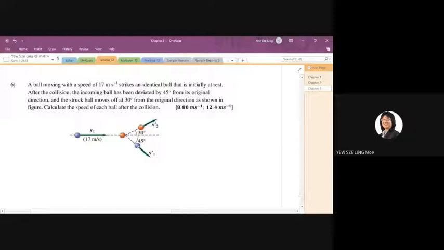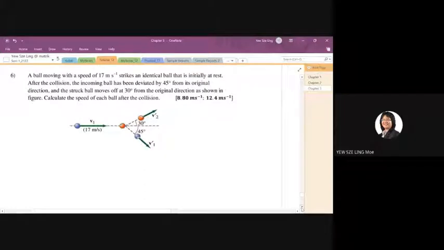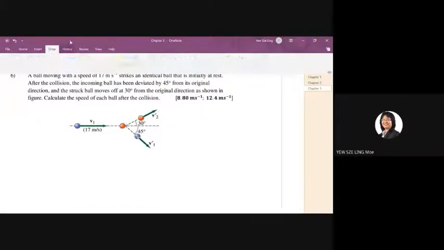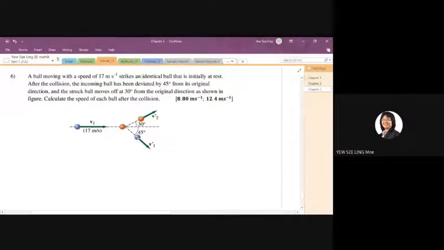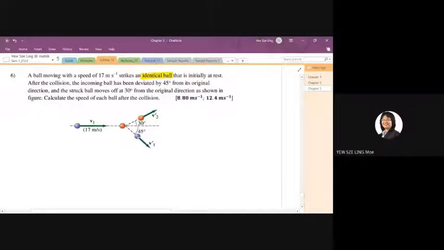A ball moving with a speed of 17 meters per second. Now the keywords in this question: a ball moving with a speed of 17 meters per second strikes an identical ball that is initially at rest.